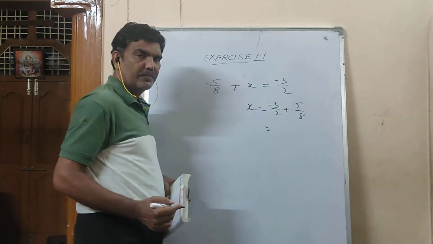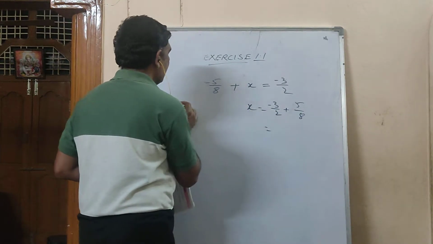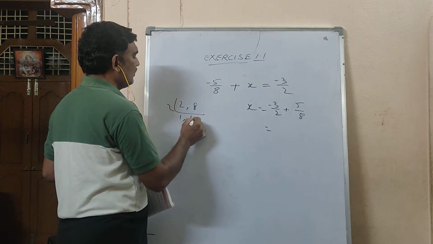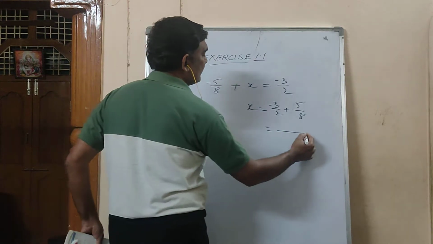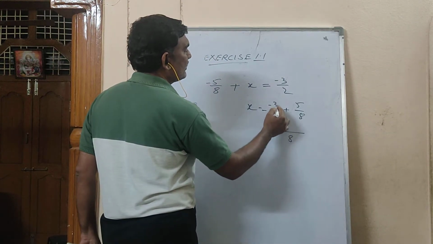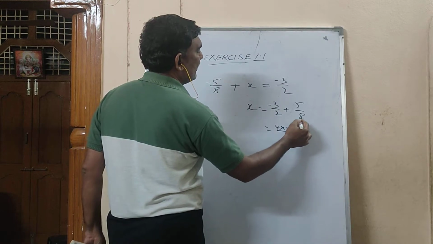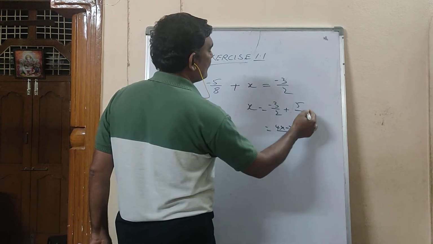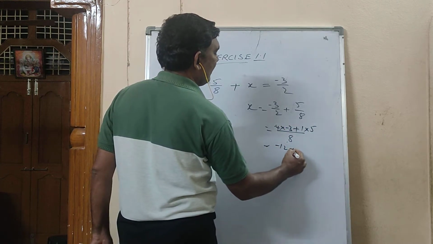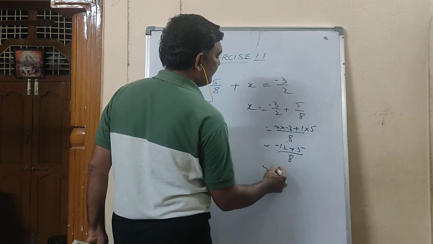For 2 and 8, what is the LCM? 2 ones are 2, 2 fours are 8. LCM is 8, so write 8. 2 how many times will go? 4 times. Its numerator is minus 3. 8 how many times will go? 1 time. Its numerator is 5. 4 into minus 3 is minus 12, plus 5, by 8.